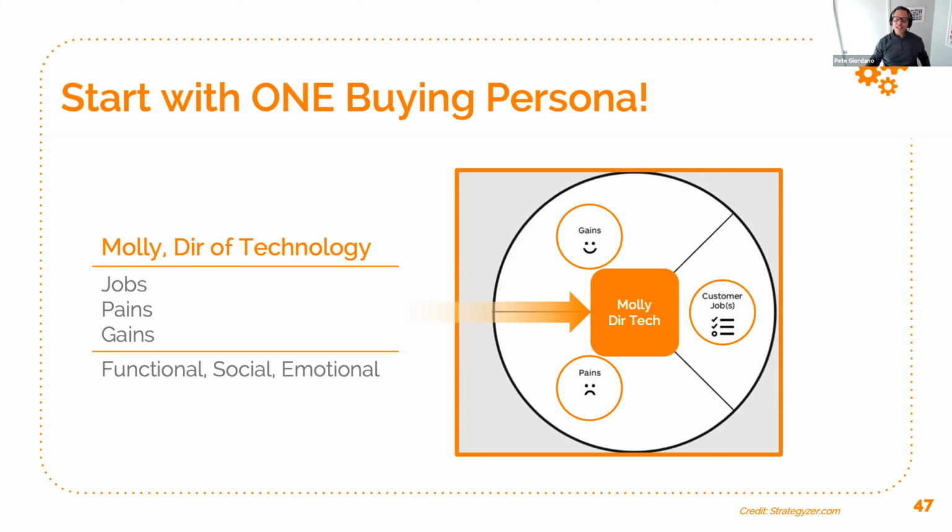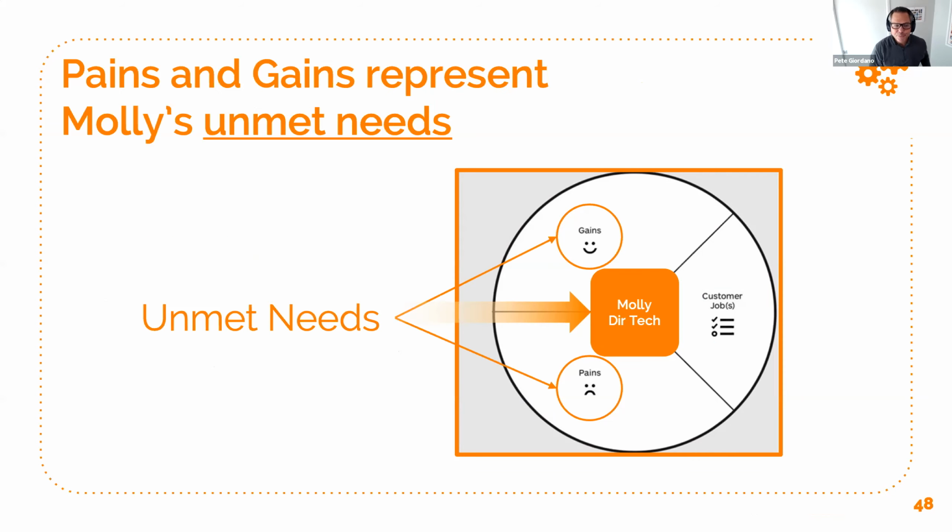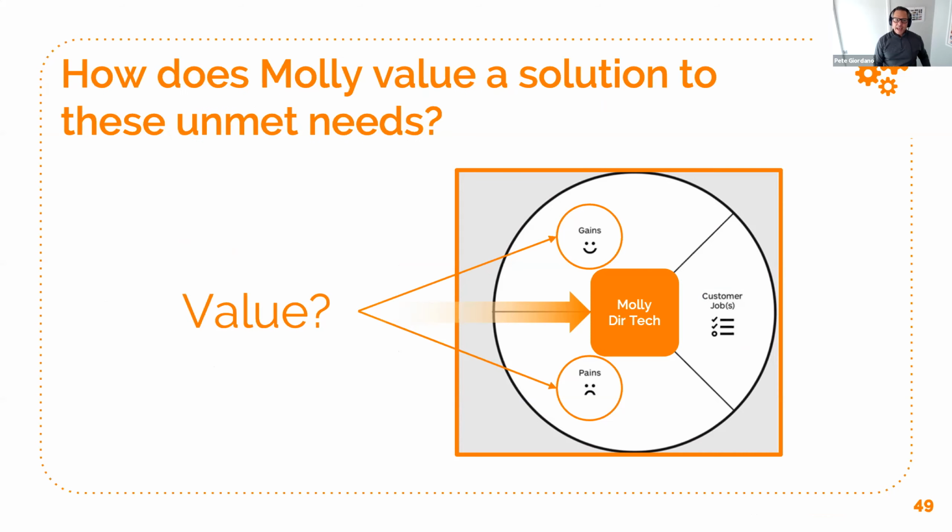The customer will tell you and they will write your benefits and your messaging for you. But you have to be there, you have to be present, you have to do the one-to-one conversations. So these pains and gains represent unmet need. In our case, Molly's unmet need. And so the next question is, how does Molly then value a solution to those unmet needs?